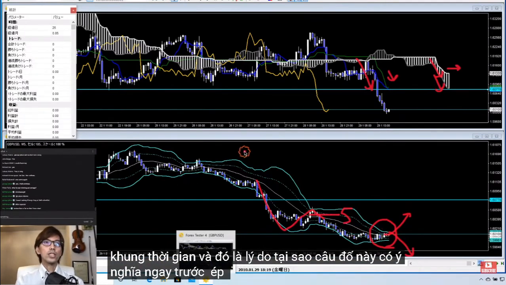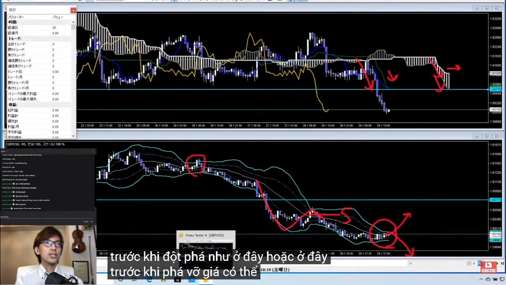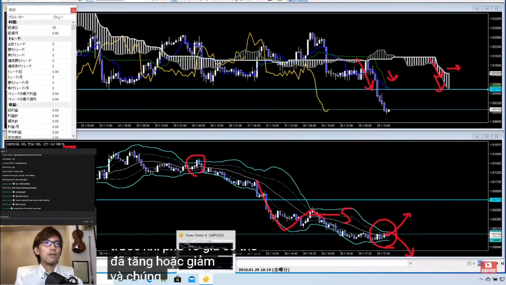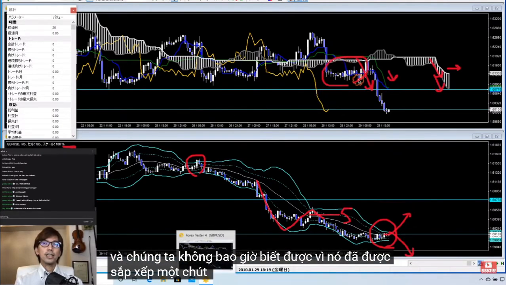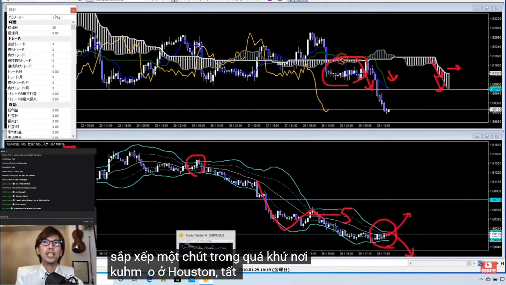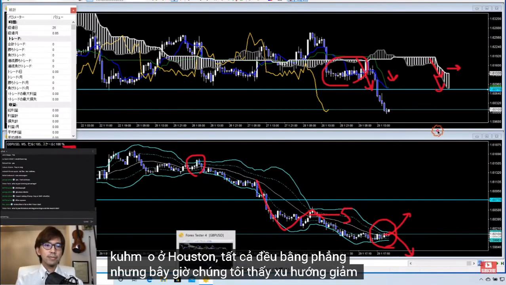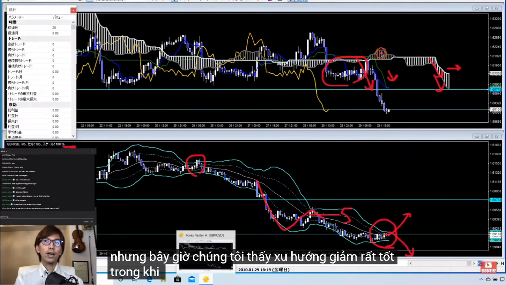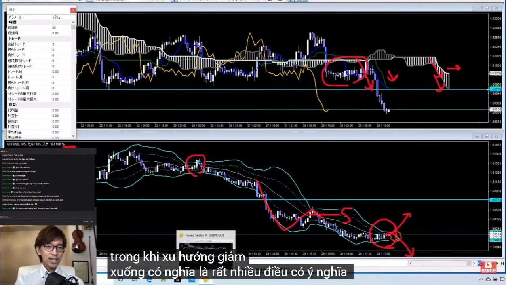Right? Before the squeeze, right before the breakout, like here or here, the price could have been breaking upwards or downwards, and we never know because it was a range a little bit in the past where Kumo was flat and Kijun-sen was all flat. But now we see a downtrend. So while trending downwards, the squeeze means a lot. Does that make sense, everyone?